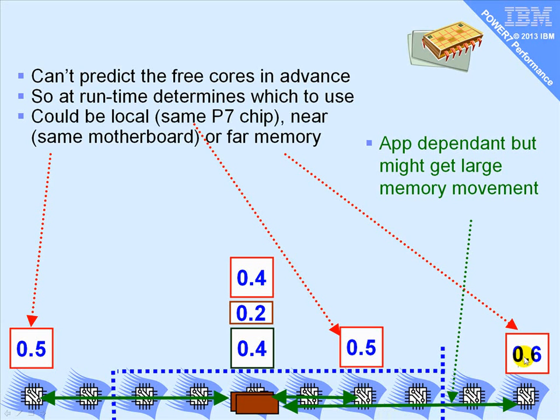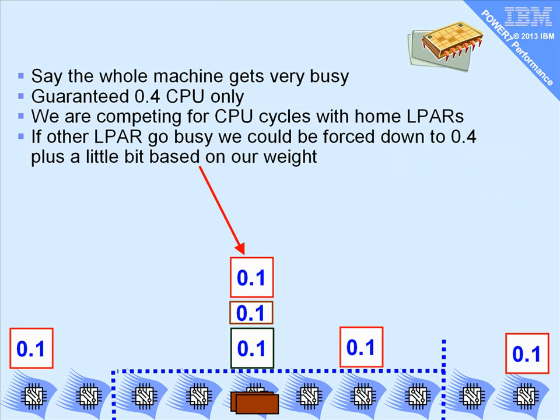But you'll notice in this case in here, 3/4 of the memory will actually be more remote than the local memory of our actual POWER7 core. And it depends on the application whether that memory access is actually going to hurt our performance. But a lot of it is actually going to have to be remote now, where we try to avoid that in most circumstances. And let's say the whole machine gets very busy, we've guaranteed only 0.4. This number should be what we'd hope would successfully run the workload.